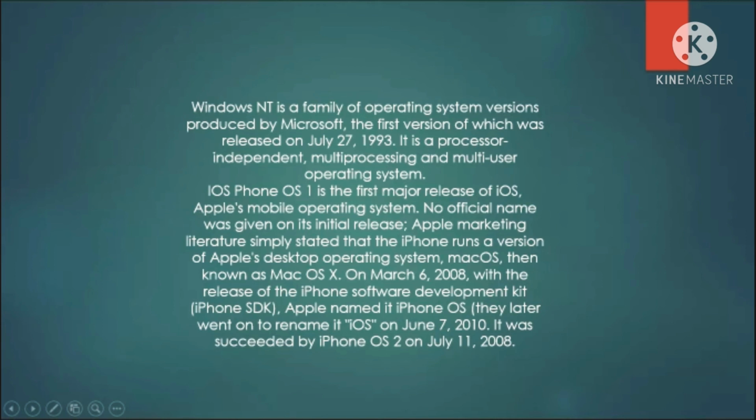iPhone OS 1 is the first major release of iOS, Apple's mobile operating system. Apple marketing simply stated that iPhone runs on a version of Apple's desktop operating system, macOS, then known as Mac OS X. On March 6, 2008, with the release of the iPhone Software Development Kit, Apple named it iPhone OS. They later changed the name to iOS on June 7, 2010. It was succeeded by iPhone OS 2 on July 11, 2008.